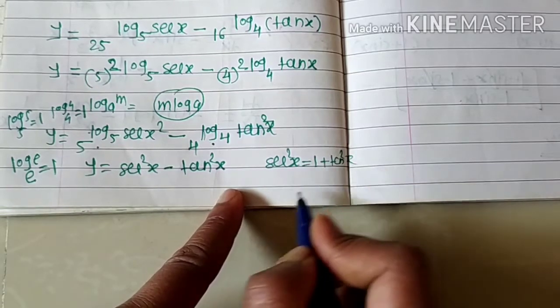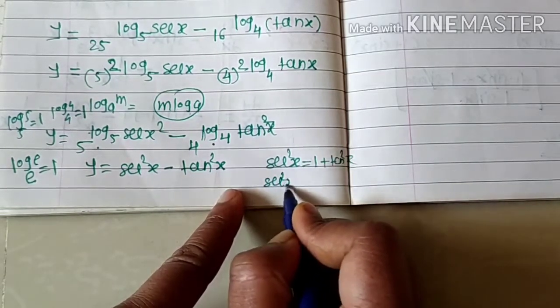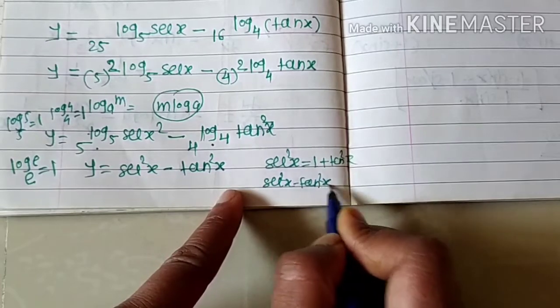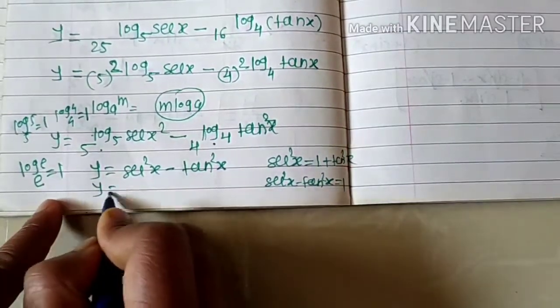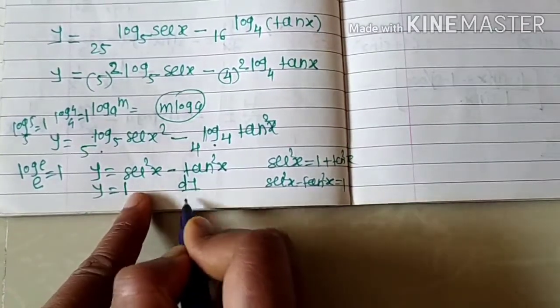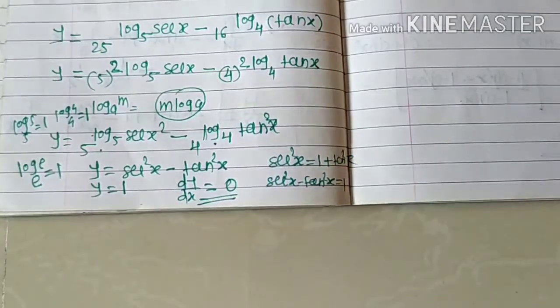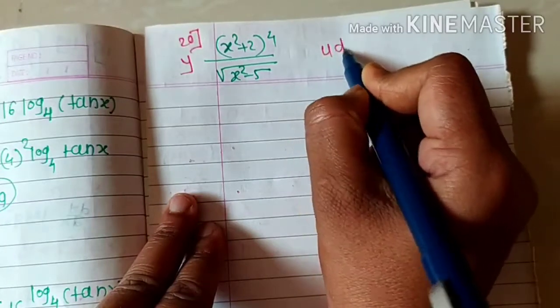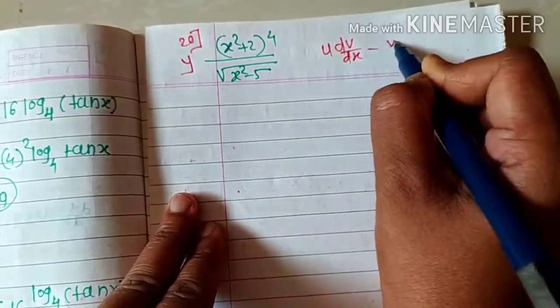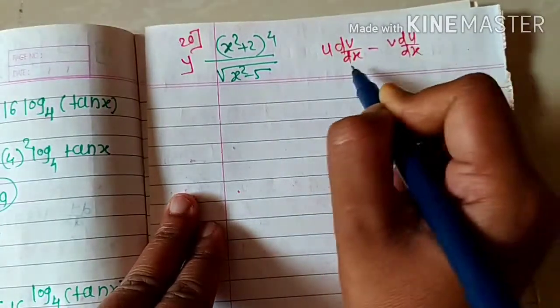Okay, sec square of x is 1 plus tan square of x. Therefore, sec square of x minus tan square of x is 1. Then y is equal to 1, and the derivative of a constant with respect to x is 0. Here dy by dx is (u dv/dx minus v du/dx) divided by v square.